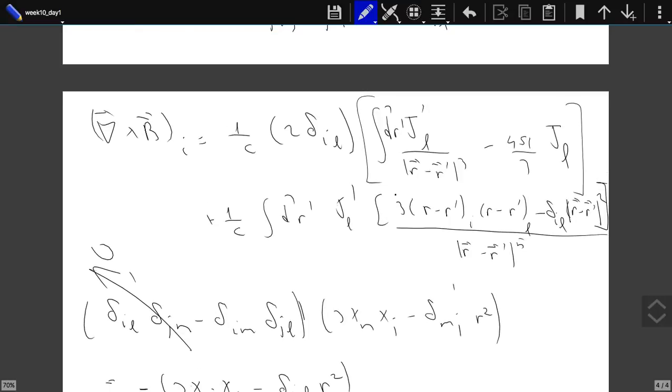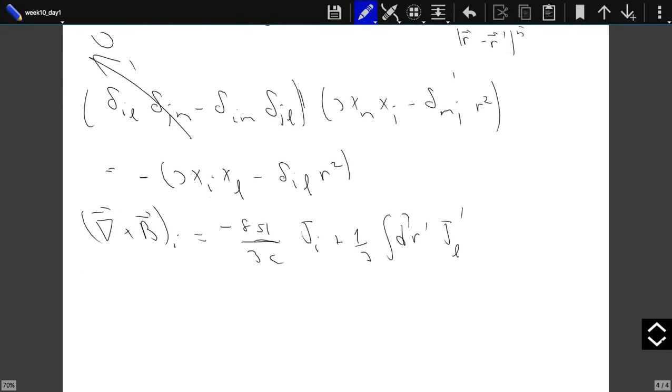Do I have some more cancellations here? Let's see, this Kronecker delta i l, I have a Kronecker delta i l over there. This term and this integral, they have the same form, same coefficient, etc. So the overall coefficient of the term in the integral in the first line is 2. In this one, I have a minus 1. So there's just 1 left. So basically, that sign between these two terms becomes 1.